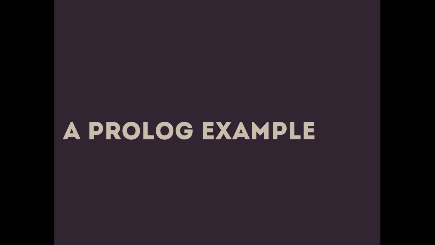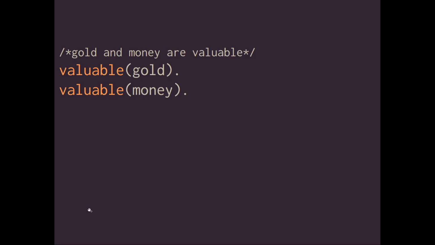Let's have a Prolog example to show the idea of declarative languages. In Prolog, we can declare axioms. For example, we could say that gold and money are valuable. So valuable, open close parentheses, gold, period. Same goes for money. Take note that Prolog does not know what gold is, or what money is, or what valuable is. It just knows that gold is valuable and money is valuable.